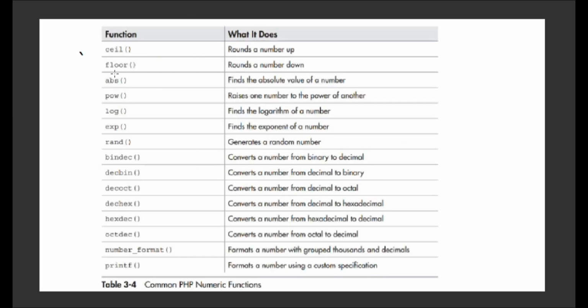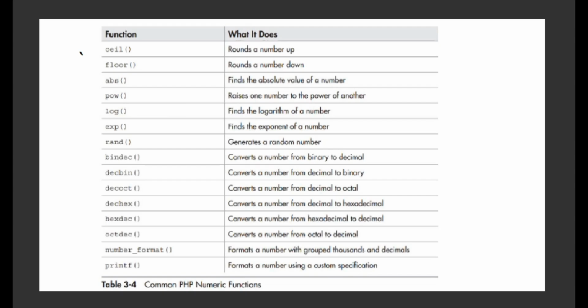There are many numerical functions, that is ceil, floor, absolute, power, log, exponent, random number, binary to decimal, decimal to binary, decimal to octal, decimal to hexadecimal, hexadecimal to decimal, octal to decimal, number format, and printf. The ceil function rounds a number up. Next, the floor function rounds a number down.